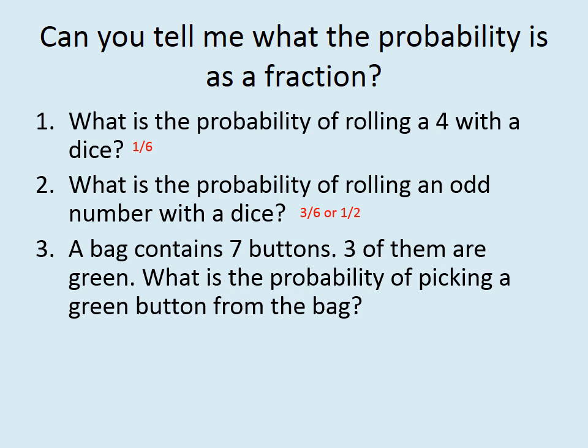Number 3, a bag contains 7 buttons. 3 of them are green. What is the probability of picking a green button from the bag? Total number of buttons we have, 7. How many green we have? 3. So the probability of picking a green is 3 out of 7.